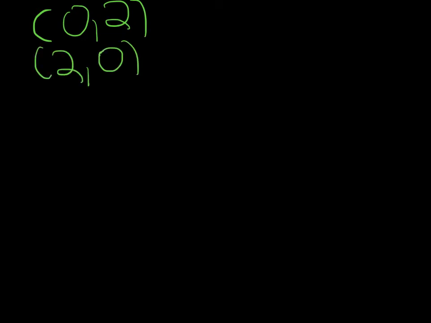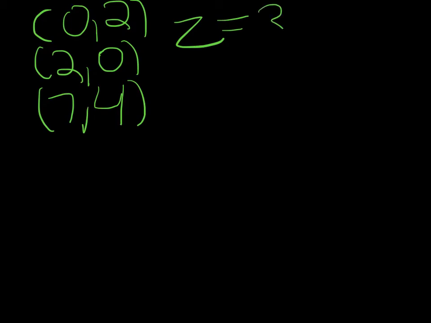Now to find the minimum and maximum values, you have to plug in the vertices and do the objective function. So we have the vertices of 0, 2, 2, 0, and 7, 4. And you have to plug these into the objective function. So if you recall back, it was z equals 3x plus 5y.